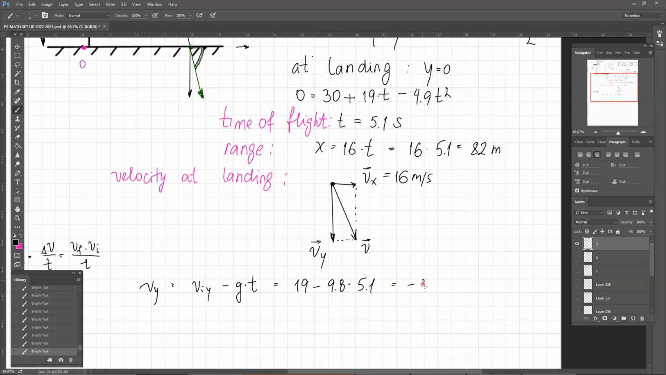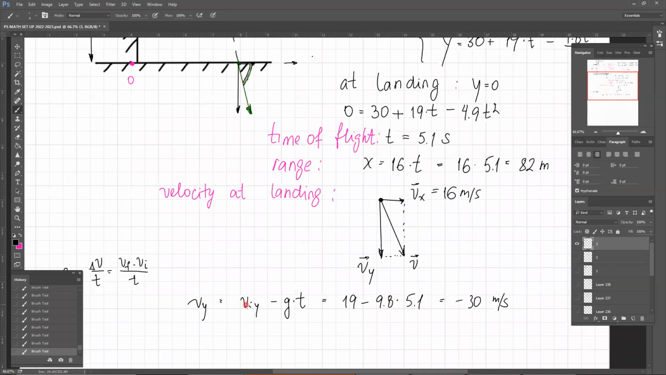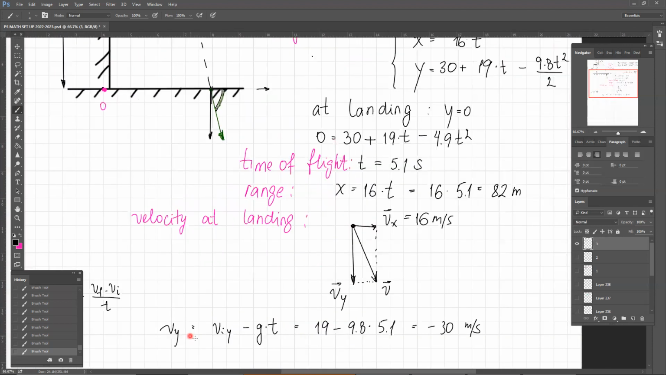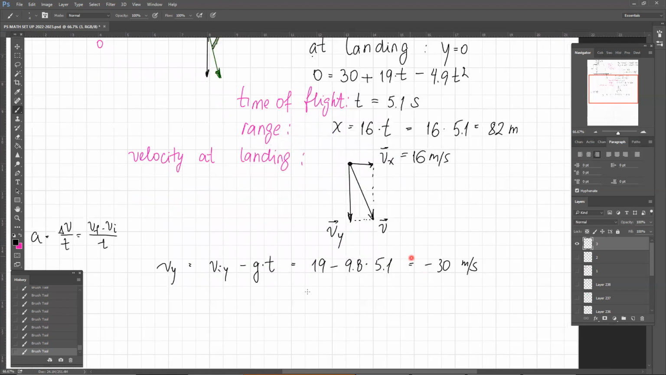And yes, when we calculate that, we will receive a negative number. Please, no panic. The only thing it's telling us is that initial vertical is pointing in a different direction than the final vertical. Initial vertical is pointing up, then the ball goes up, then the ball goes down, and then the final vertical component is pointing down. So clearly they have a different sign. One is plus, one is minus. The sign at this point, however, is irrelevant.